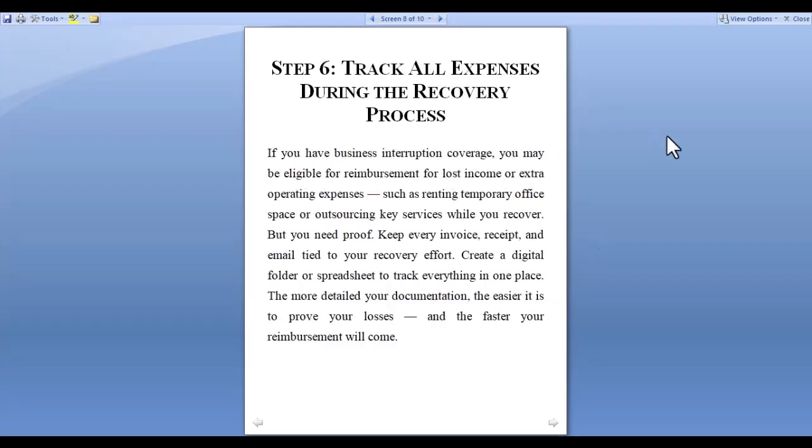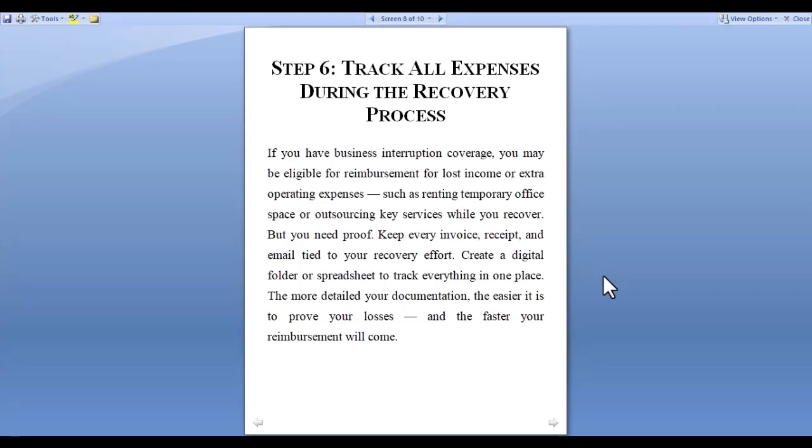So step 6 here says, track all expenses during the recovery process. If you have business interruption coverage, you may be eligible for reimbursement of lost income or extra operating expenses, such as renting temporary office space or outsourcing key services while you recover, but you need proof.